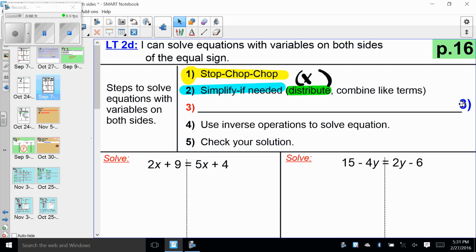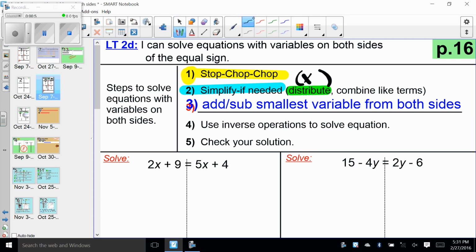Step 3 is going to be to add or subtract the smallest variable from both sides. That will be kind of our new piece for today's work. What do I do if there's a variable on both sides? We have to take care of that before we can get to step 4, which you're used to, which is using inverse operations or the hand method. Step 5 is to check.